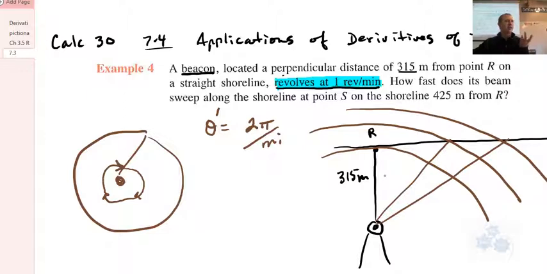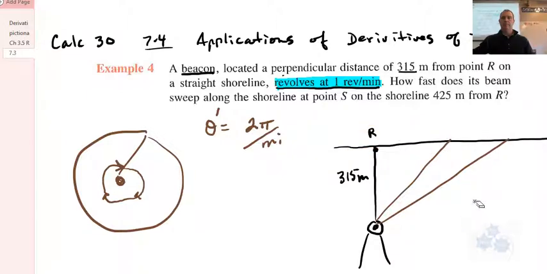So how does that revolution, that sweeping, work in these types of questions? Think about the angle that represents that revolution. One time around is 2 pi radians, and if it says 1 revolution per minute, that's our rate of change of this angle. Okay, does that help? That's a good question. Okay, how fast does its beam sweep along the shoreline?